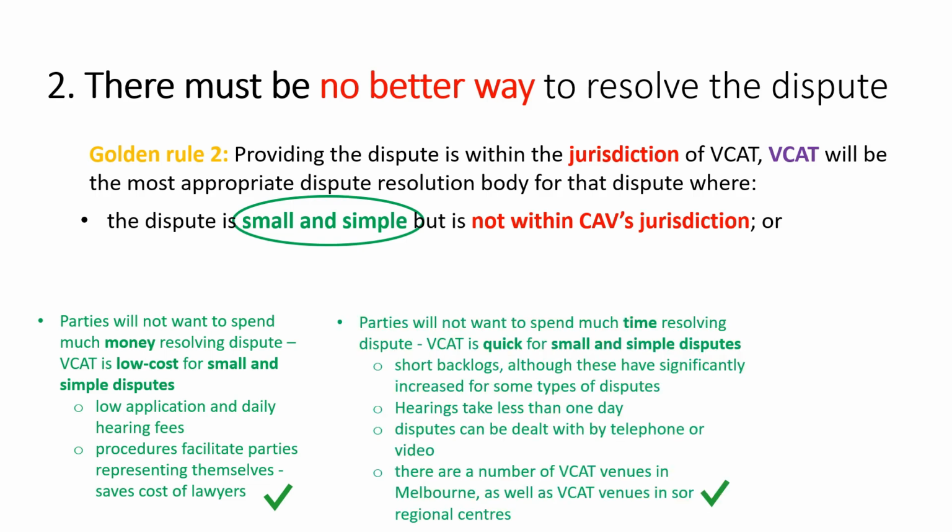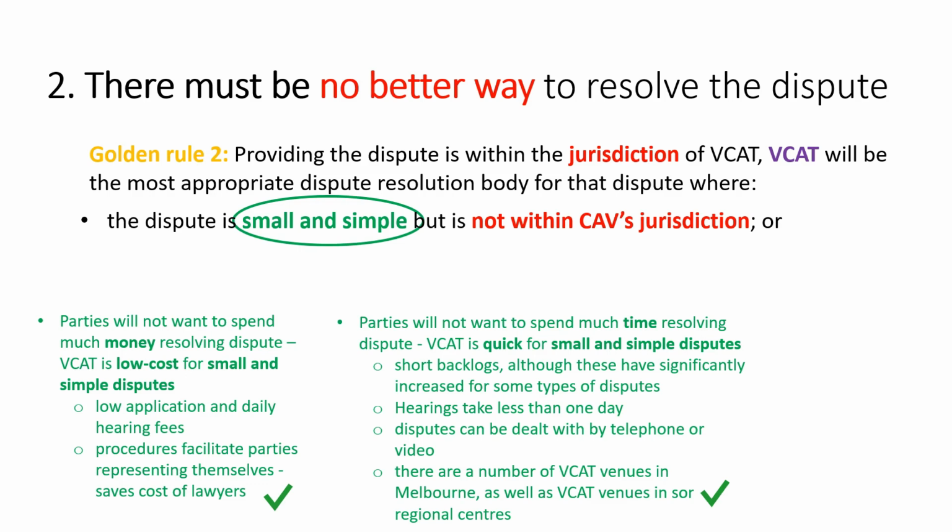Another advantage of VCAT is that it is quick for small disputes. For example, on average, there's only a 4-week wait between the time when a party applies to VCAT to deal with a residential tenancies dispute and when VCAT actually hears the case. Having said this, the COVID pandemic lockdowns have resulted in significant backlogs for other types of disputes, even where they are small. For example, the average time between when a party applies to VCAT to deal with a dispute between a consumer and a supplier over goods and services and when VCAT actually hears the case is currently 52 weeks.